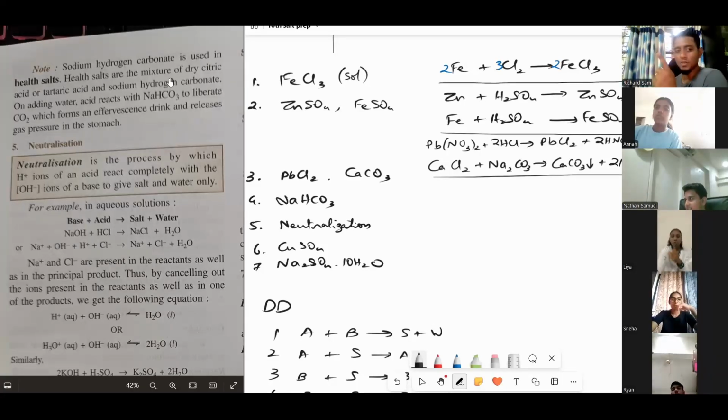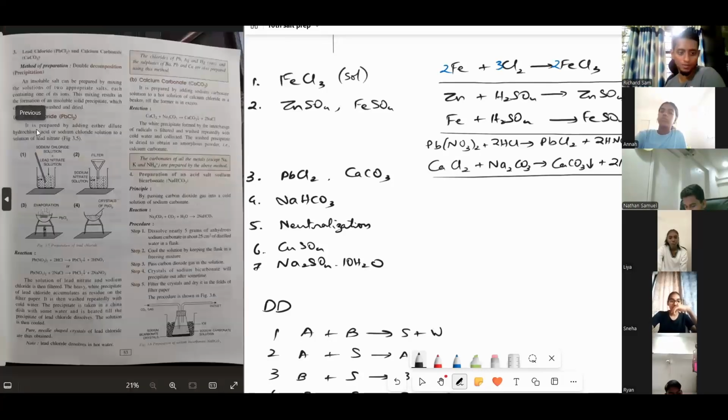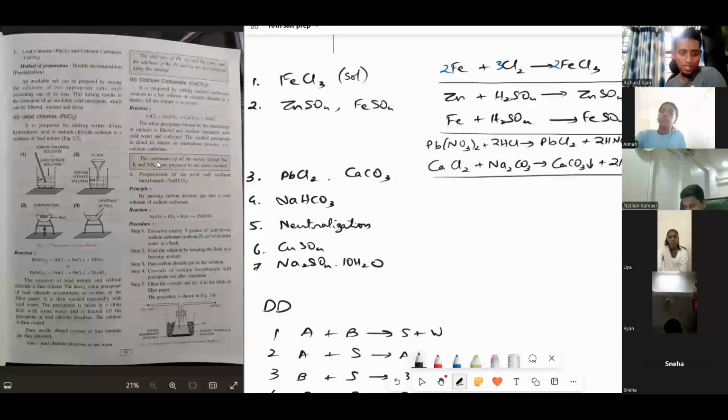Okay. So what is that ENO made up of? It's made up of dry citric acid or tartaric acid and the sodium bicarbonate. And when you mix it with water, an effervescence is formed. Effervescence is the formation of any gas. Which gas is formed? Carbon dioxide. Okay. And if you have any gas in the stomach, this removes that gas from the stomach. Okay, write down this reaction.